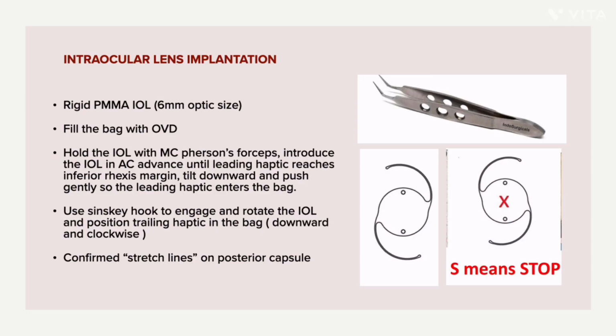We typically use Sinskey hook to guide and rotate the trailing haptic into the bag. Usually downward and clockwise movement is used. Also ensure proper positioning and confirm the stretch lines on the posterior capsule, indicating correct placement in the bag. Now key point here is controlled incision and correct haptic positioning to ensure stable, well centered IOL implantation.